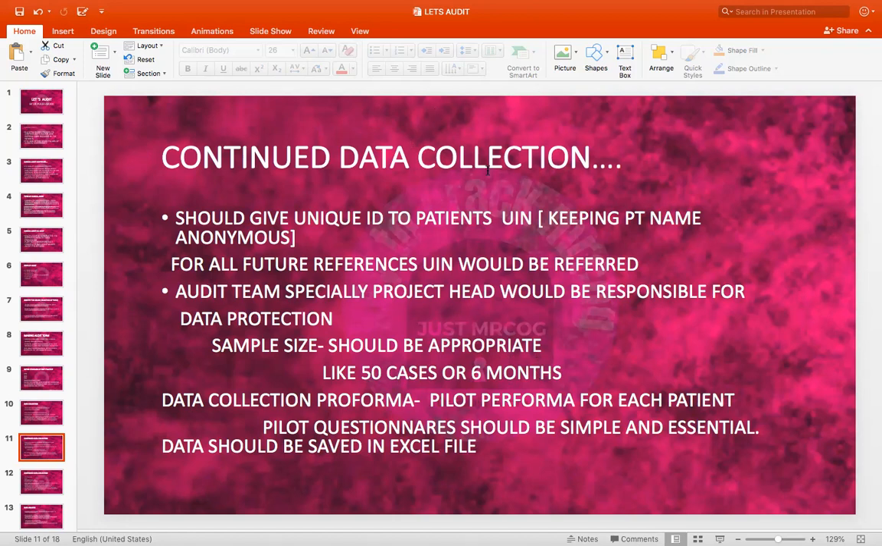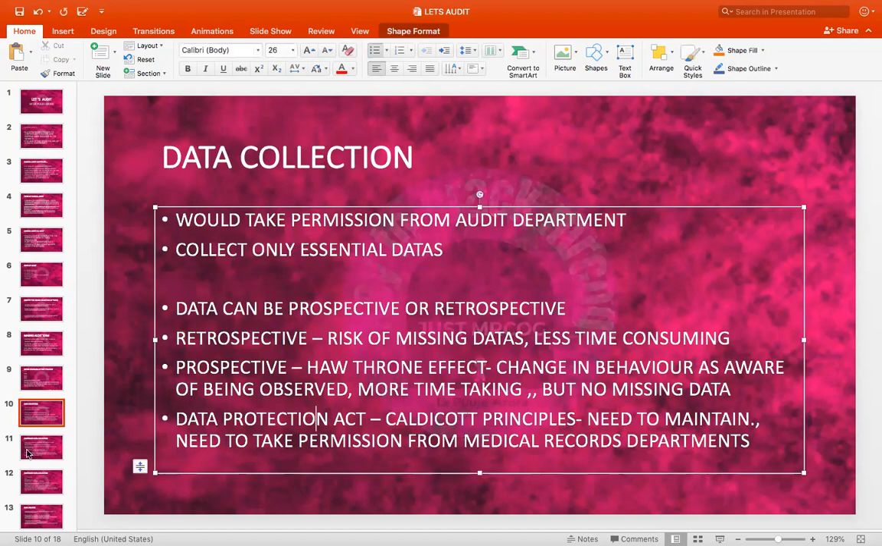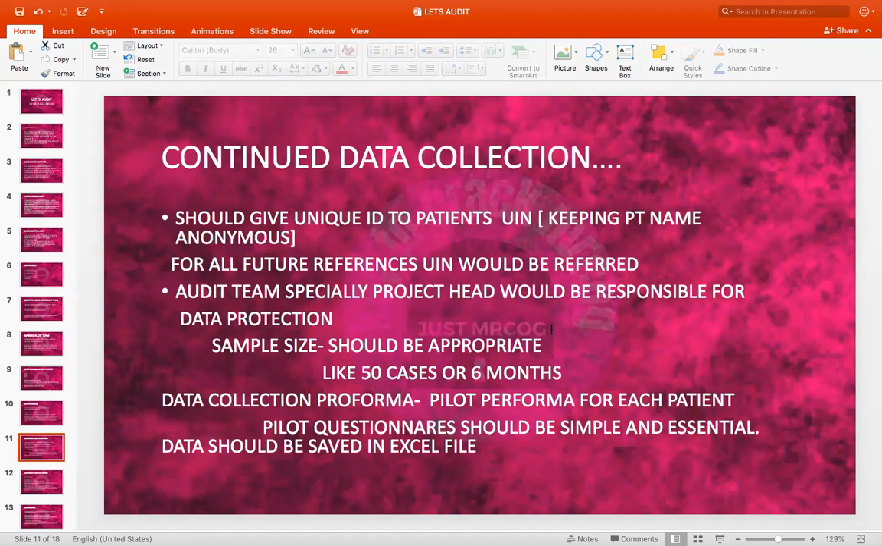So when you talk about data collection, you will talk about retrospective, prospective. You will talk about Data Protection Act, Caldecott principle. You will talk about UIN. You will say sample size. It's a buzzword. Sample size should be appropriate, like 50 cases or 6 months minimum. Data collection proforma. Again, this is a buzzword. Where you are going to put all your data. There is a proforma meant for that.